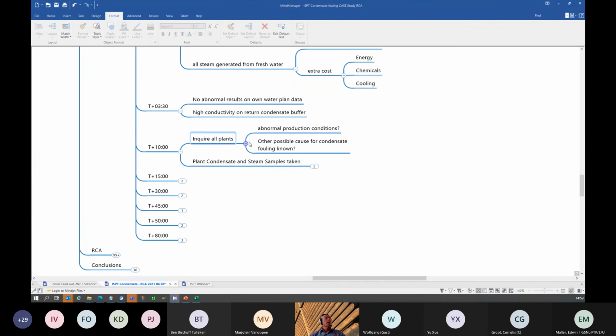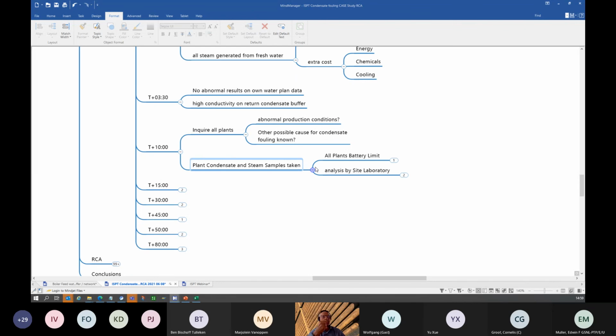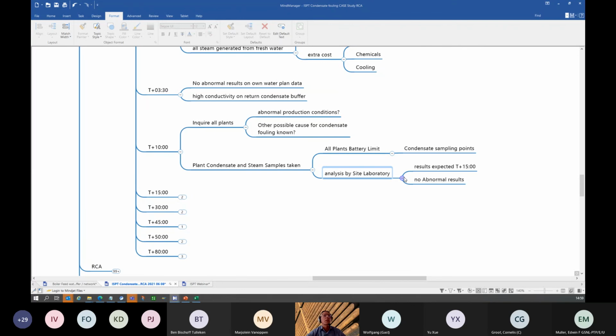We started calling around to the control rooms of all the plants. And we found out if they had abnormal production conditions, or if they knew other causes that would result in contaminated condensate. And we started taking samples at the battery limit of all plants. There are sampling points, especially for that reason.